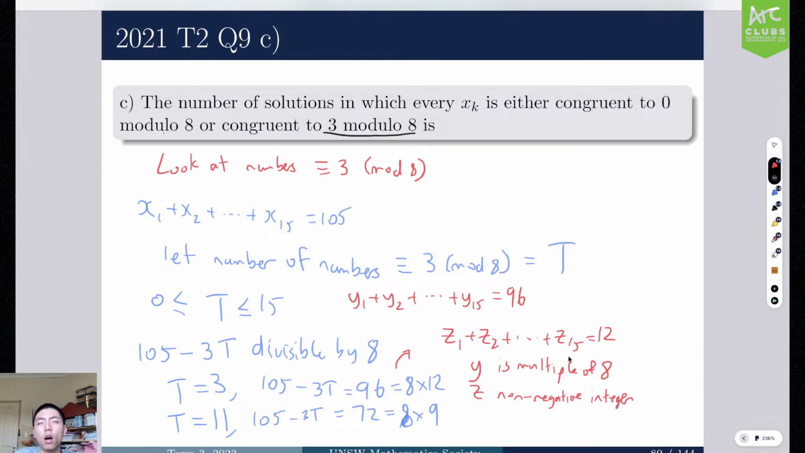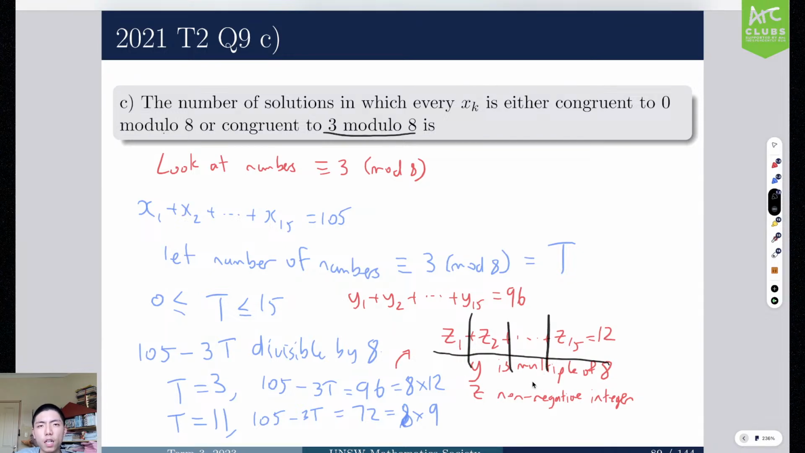Okay, so after all of that, we've figured out that we find t equals 3 or t equals 11 for the number of numbers that are congruent to 3 mod 8, and then we subtract off the extra remainders to give us something that is very clean and very solvable, this thing here, right? Whoops, I drew a line straight through that. Okay, so these add up to 12, and the number of ways that this can be done is simply the stars and bars that we looked at before, right?